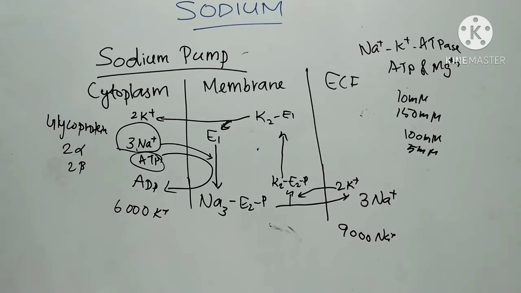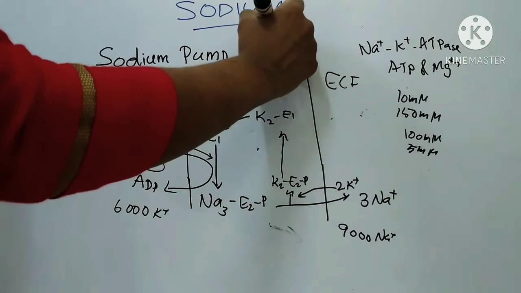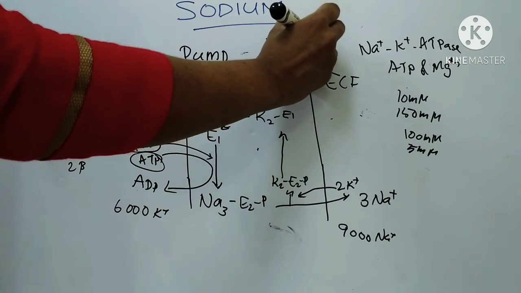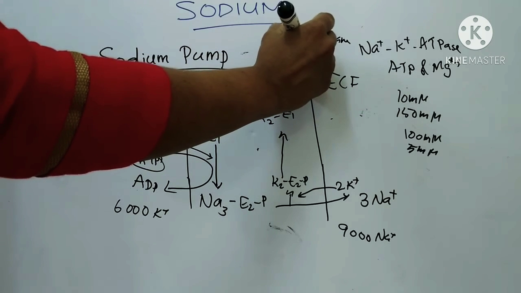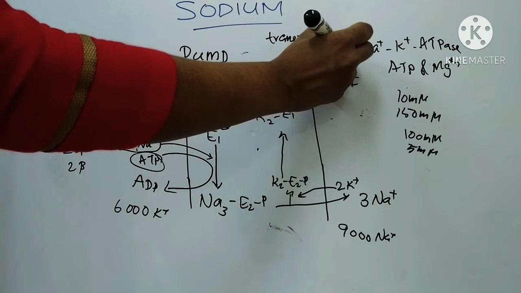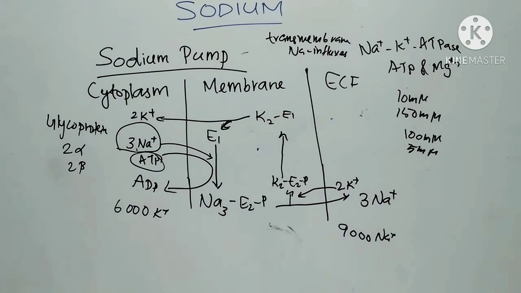The sodium pump is very active in cells whose activities depend largely on transmembrane sodium influxes. For example, muscle fibers, renal tubule cells and intestinal mucosal cells.